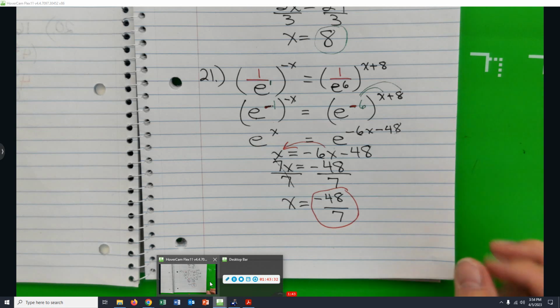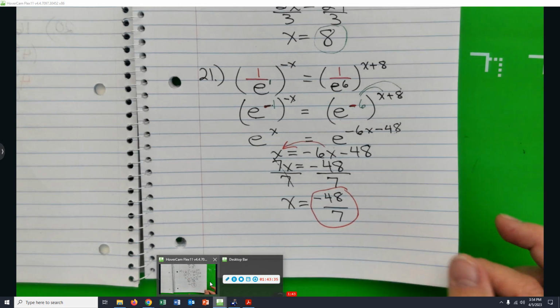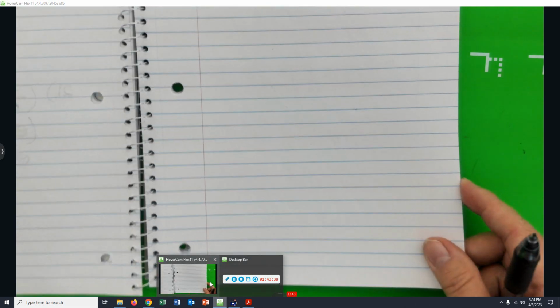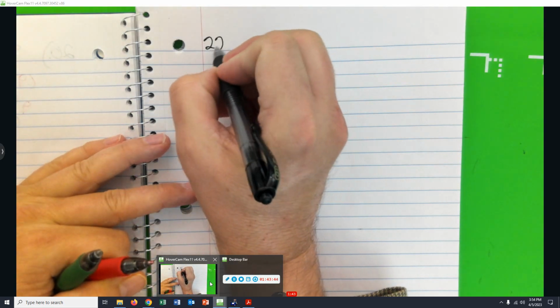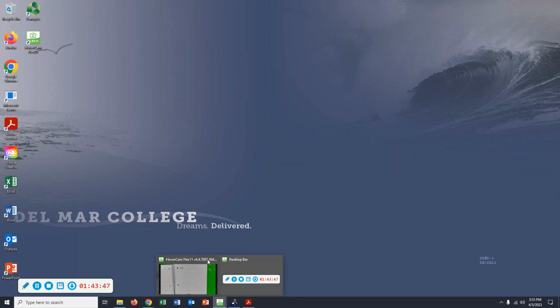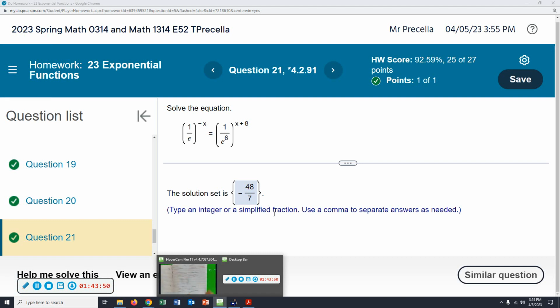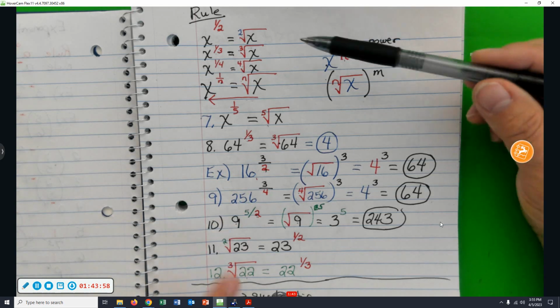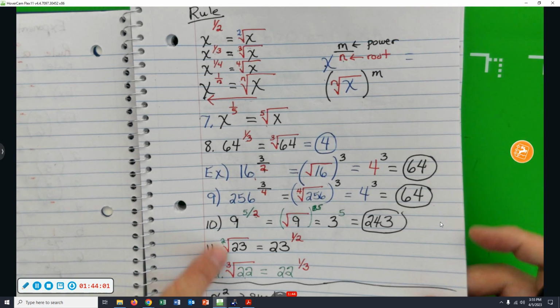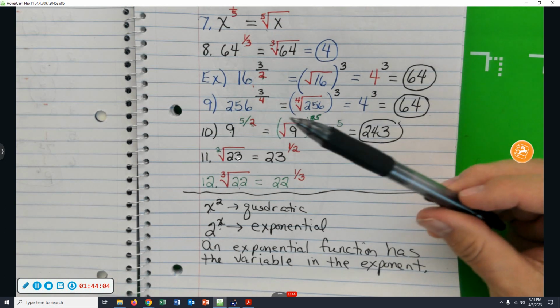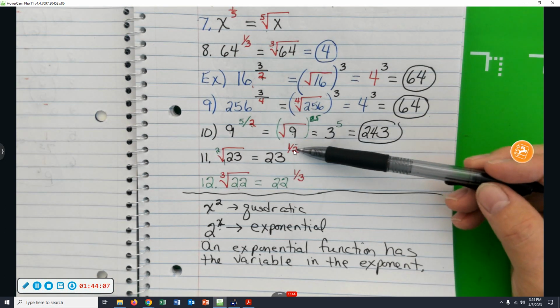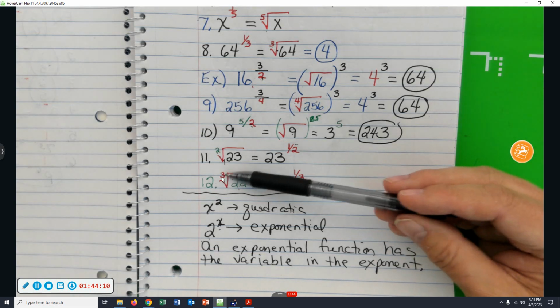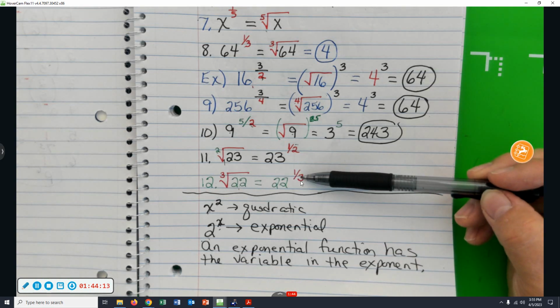Oh, well, be careful. Number 22 and 23, I was trying to hint at what was common earlier. Remember those radical problems? Keep turning. Right here. Remember, in particular, this one and this one. Remember, a square root is the same thing as an exponent of 1/2. A cube root is the same thing as an exponent of 1/3.